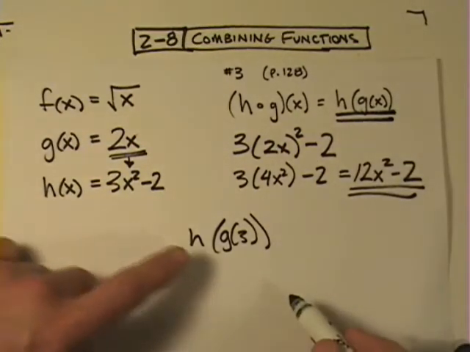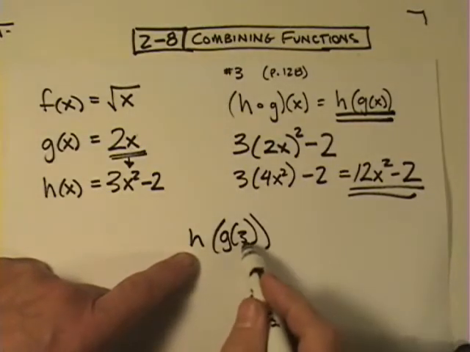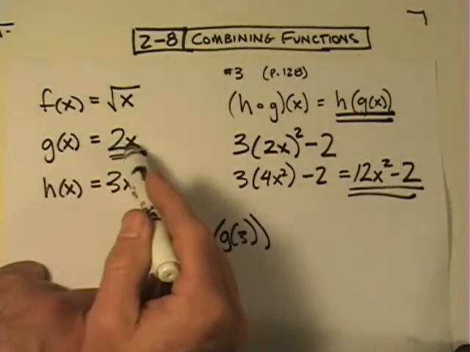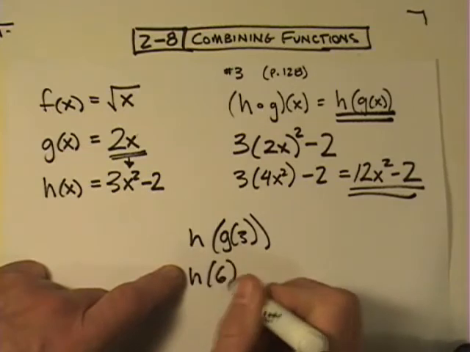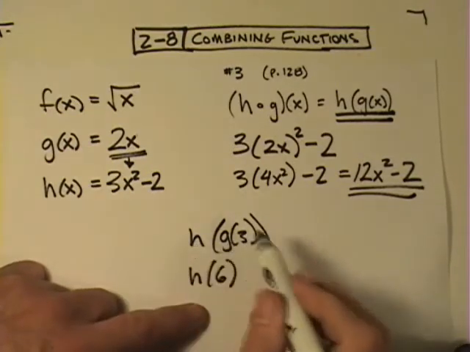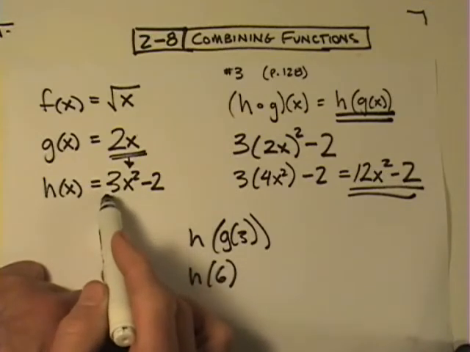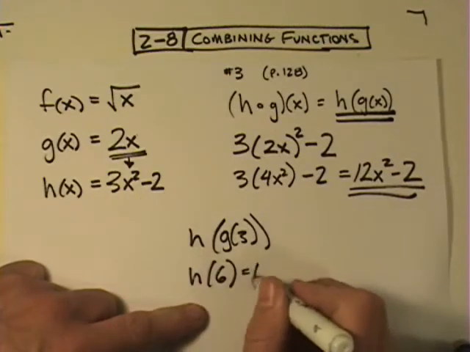Okay? Well, now I can find h of g of 3 quite easily by, as I said, plugging in 3 in here for the x in g of x. 3 in there gives me 6, and then I just do h of 6. That's going to give me h of g of 3. Well, if I put in 6 there, I get 36. 36 times 3 is going to be 108. 108 minus 2 is 106.